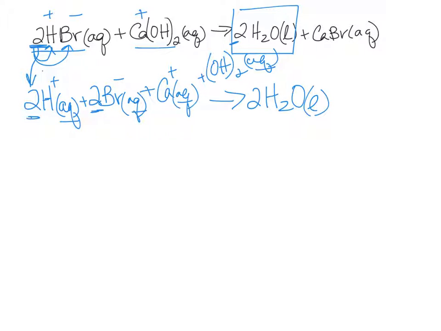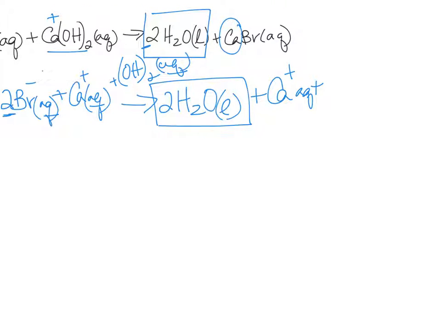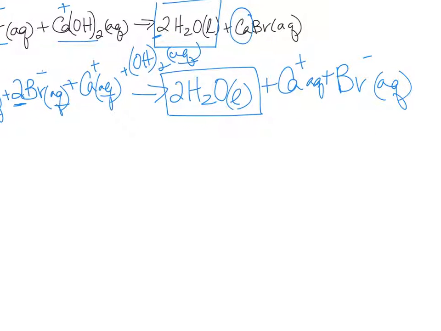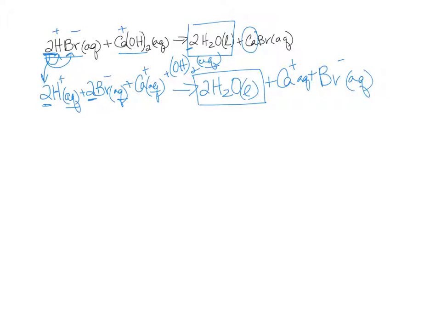Now on the product side, I've already kept my water together, but now I want to include my calcium, which is my positive ion, aqueous, plus, bring this over a little bit, my bromine ion, which is negative, and that's going to be aqueous, and I've added that as well. And there I have my complete ionic equation where all of my soluble ions have been separated or disassociated. I've included coefficients where needed and also all of my aqueous, but I've kept my insoluble compound together, my H2O.